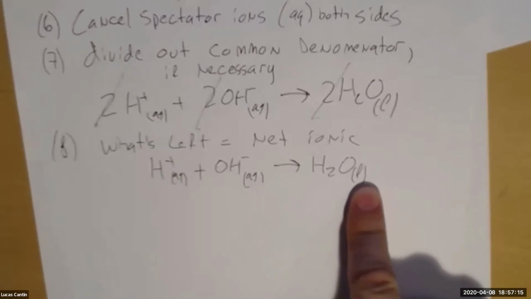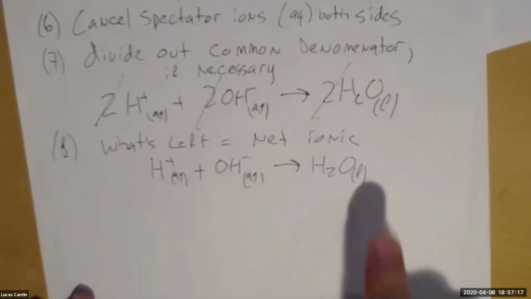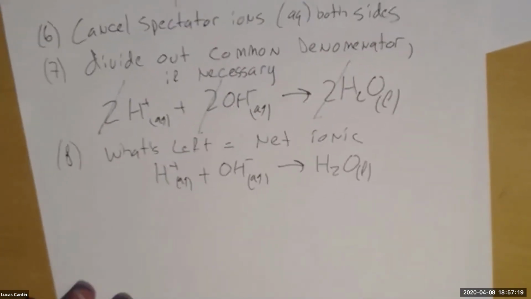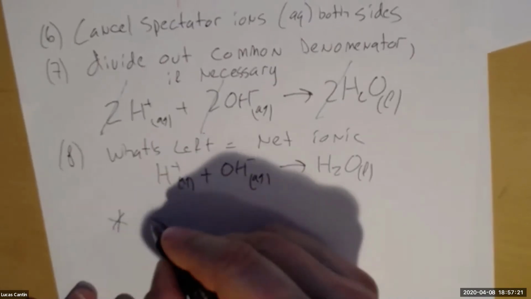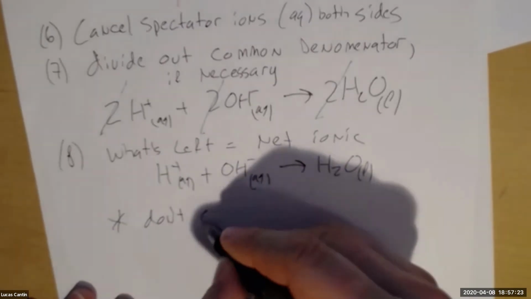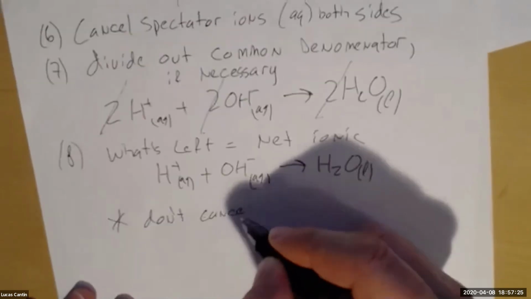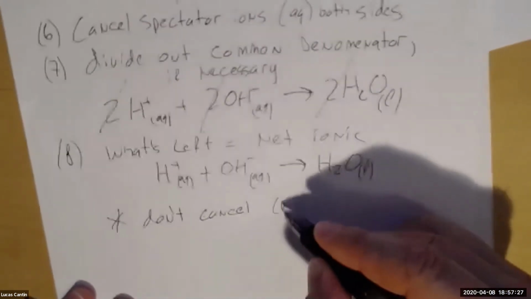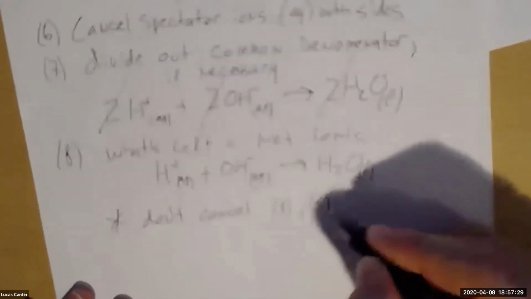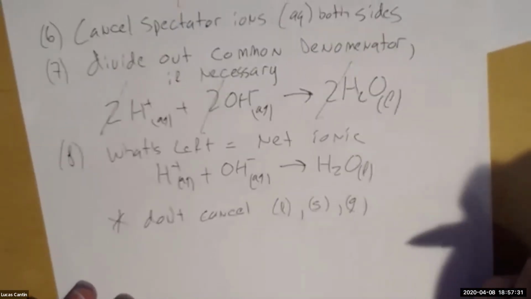On the worksheet, when it says include the states, it's only going to be aqueous or solid, right? Unless noted. Well, actually, pick 2: liquid, solid, or gas. For the ones that don't cancel out, how do we know if it's a liquid, solid, or gas?